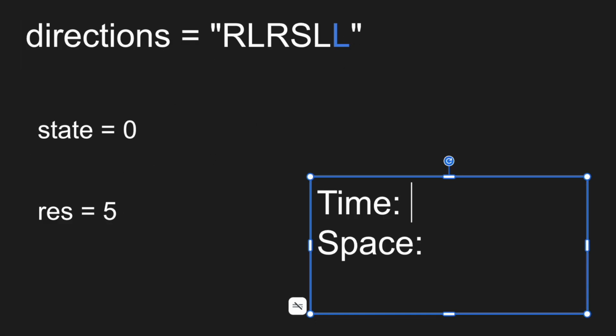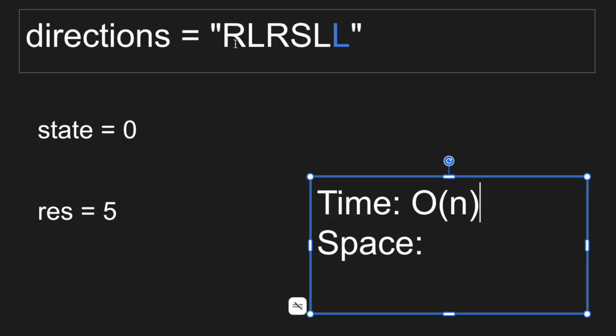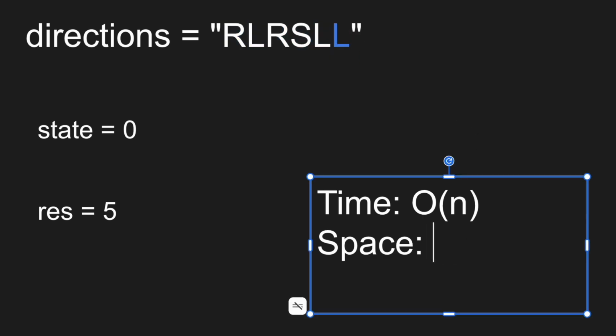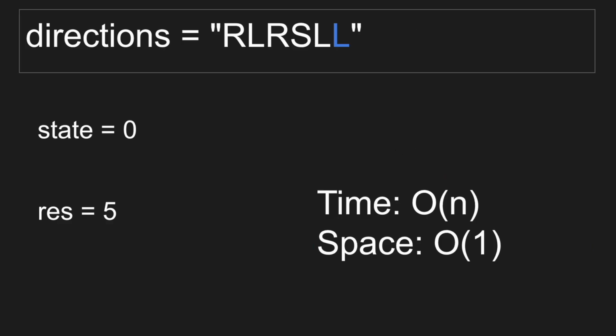So the time complexity will be O of n, where n is the number of cars in the directions array because that's the number of cars we will iterate through. And the space complexity will be O of 1 because we are using constant space. So now let's get to the coding part.